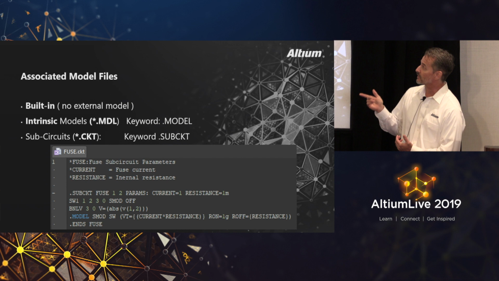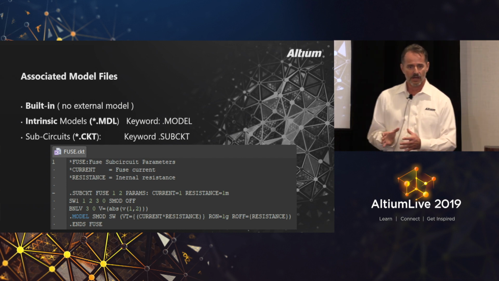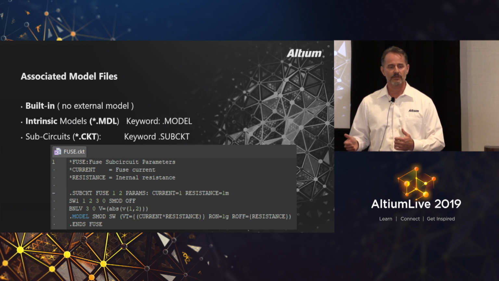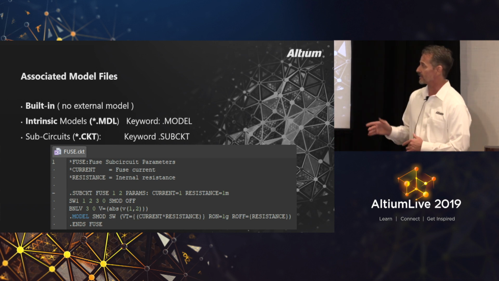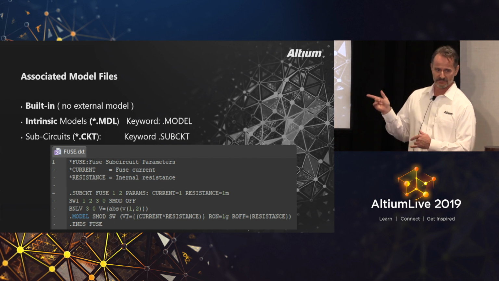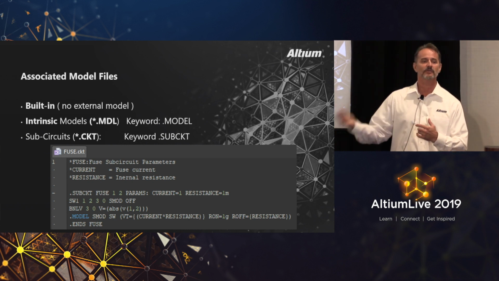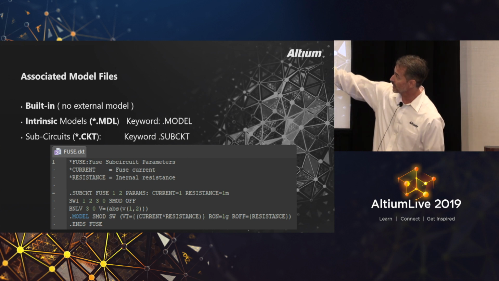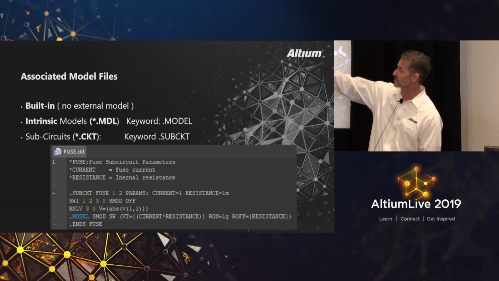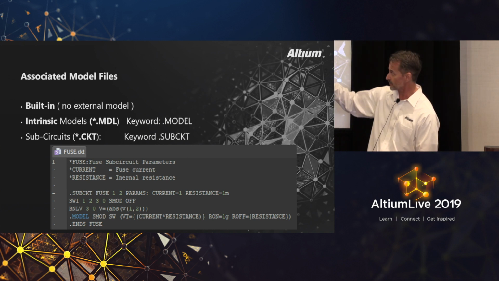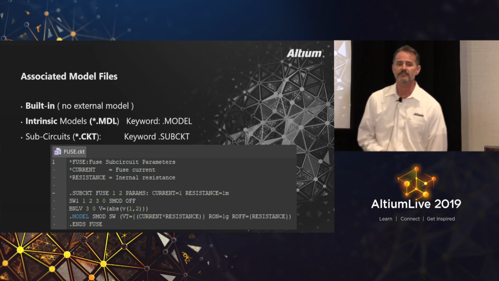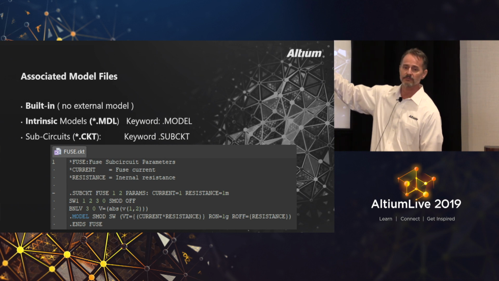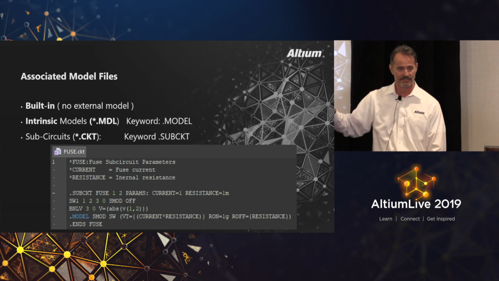Now for the intrinsic models, it's MDL. In our system, we don't parse through all the components, we only look at the extension. Based on the extension, we decide what type of library that is. So you want to make sure for your models that you use .mdl, and for the subcircuit, it's .ckt. And of course, inside the models typically it'll be a .model command, and the subcircuit will start with a .subckt and end with a .ends.